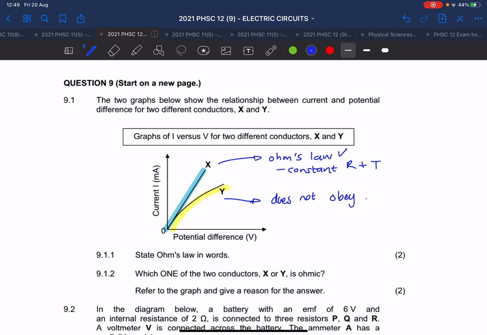Where if it means a curve, it does not obey Ohm's law. Okay. Now the ask there, 9.1.1, state Ohm's law in words. You should know that it's the potential difference across the conductor is directly proportional to the current in the conductor, provided that the temperature remains constant. Okay, then ask which one of the two conductors is ohmic, meaning which one obeys Ohm's law. Ohmic means obeys Ohm's law. We're going to say that is X. Why is it X? Because it is a straight line.